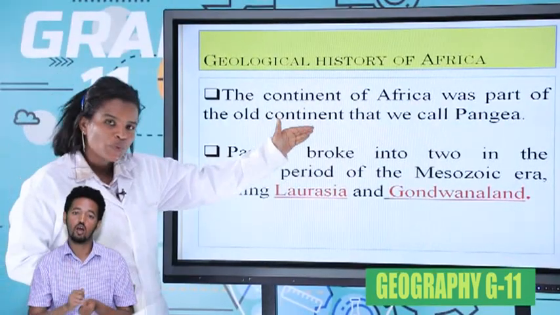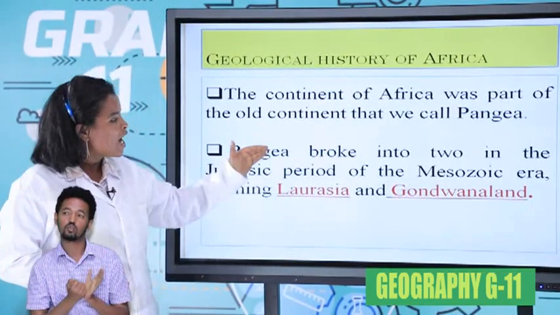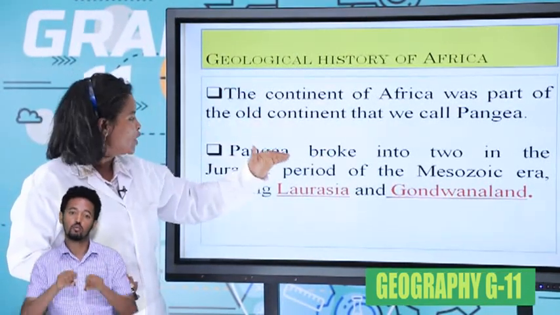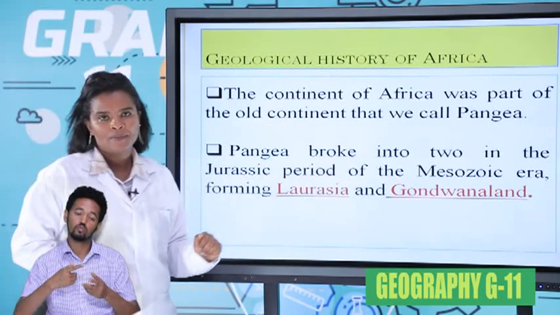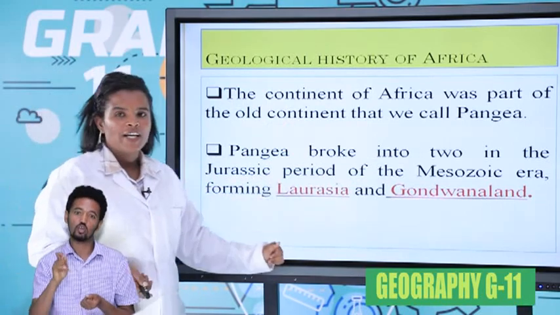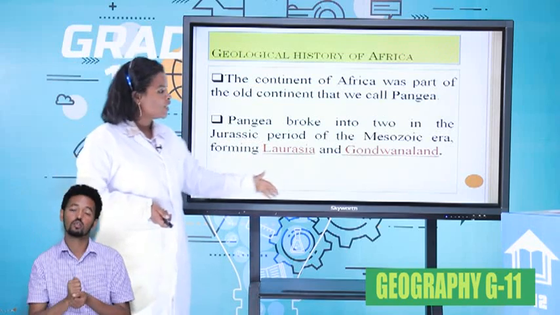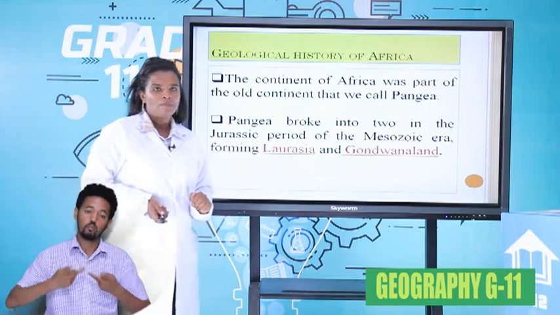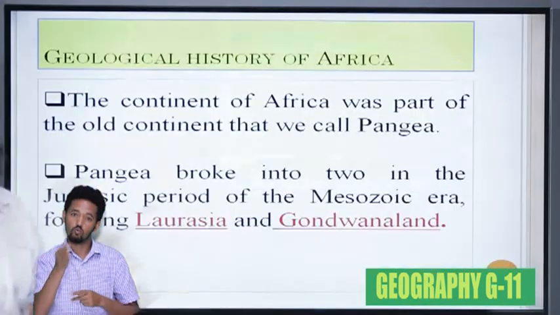Pangaea broke into two because of continental drifting. Pangaea broke into two during the Jurassic period of the Mesozoic Era. The two continents of Pangaea are Laurasia and Gondwana. Laurasia is the northern part, Gondwana is the southern part. Africa is part of Gondwanaland.